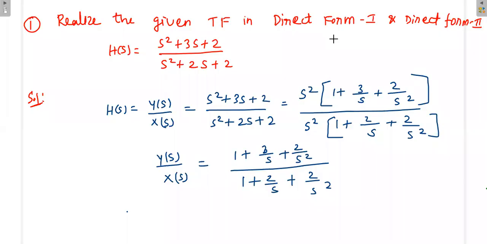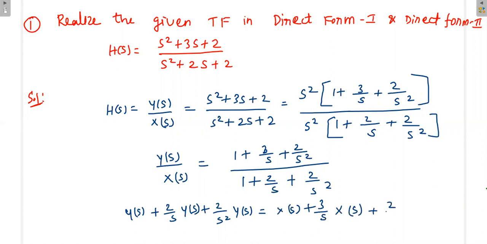So now once we cross multiply, we'll be getting Y(s) + (2/s) Y(s) + (2/s²) Y(s) is equal to X(s) + (3/s) X(s) + (2/s²) X(s). This entire expression we'll call W(s). So now W(s) is equal to this equation and also W(s) is equal to this equation.